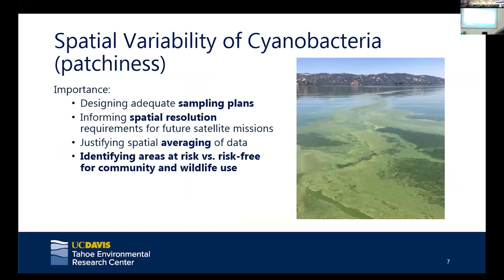So now I will talk about how we use remote sensing to look at spatial variability of cyanobacteria, where spatial variability is the patchiness of a cyanobacteria bloom. And understanding spatial variability is important for designing adequate sampling plans, informing spatial resolution requirements for future satellite missions, justifying spatial averaging of data, and all of these are important for identifying areas at risk versus those risk-free for community and wildlife uses of Clear Lake.